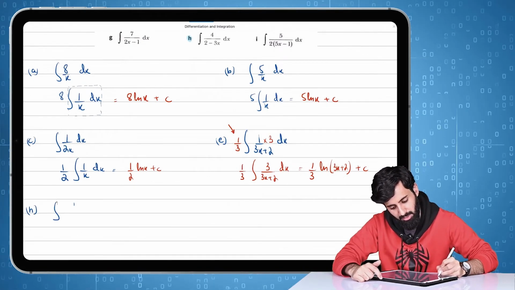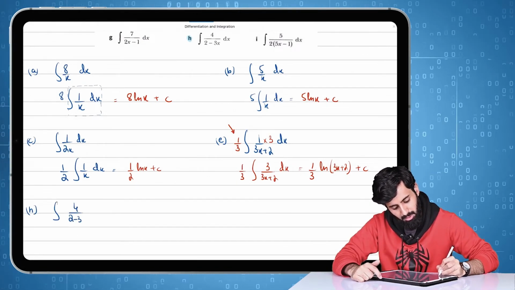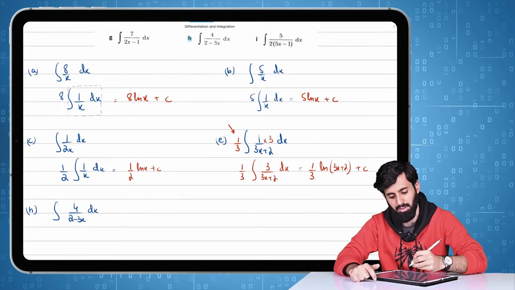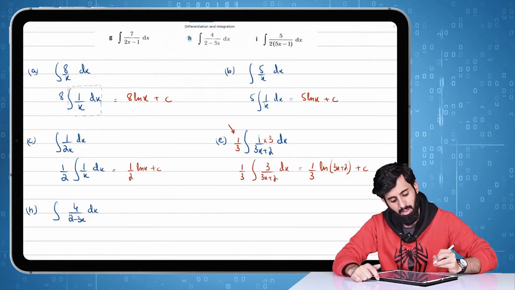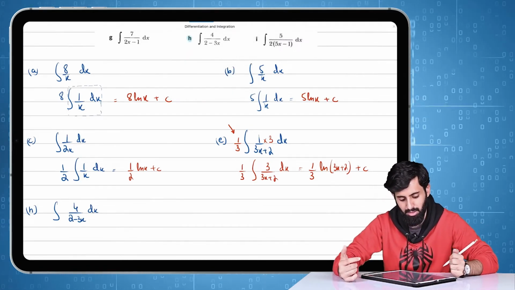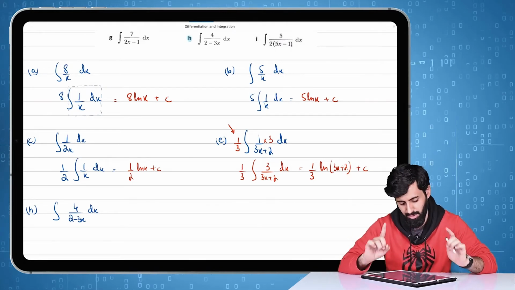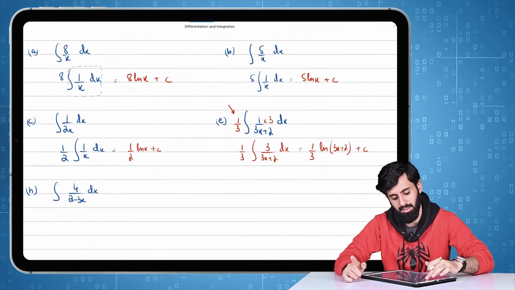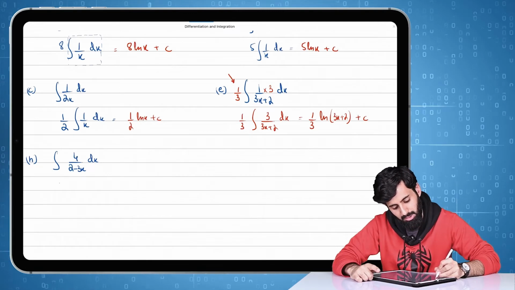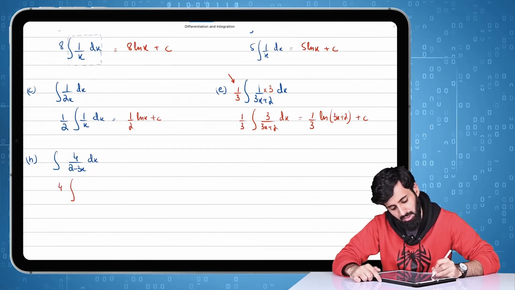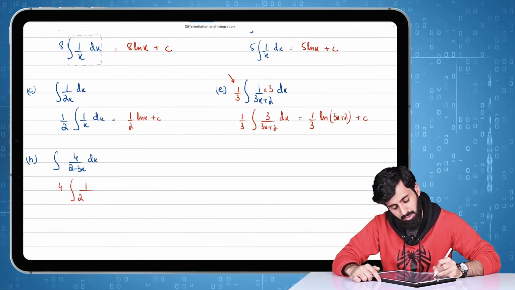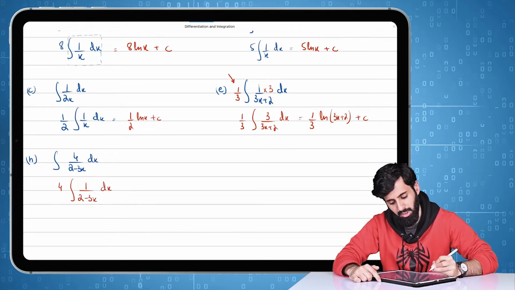So in part H, we have the integral of 4 over 2 minus 3x with respect to x. Okay, let's see what happens here. So if you were to integrate 2 minus 3x, first thing I want to do is clean this up. So I'm going to get the 4 outside before I do anything else. So I'm looking at 1 over 2 minus 3x with respect to x.